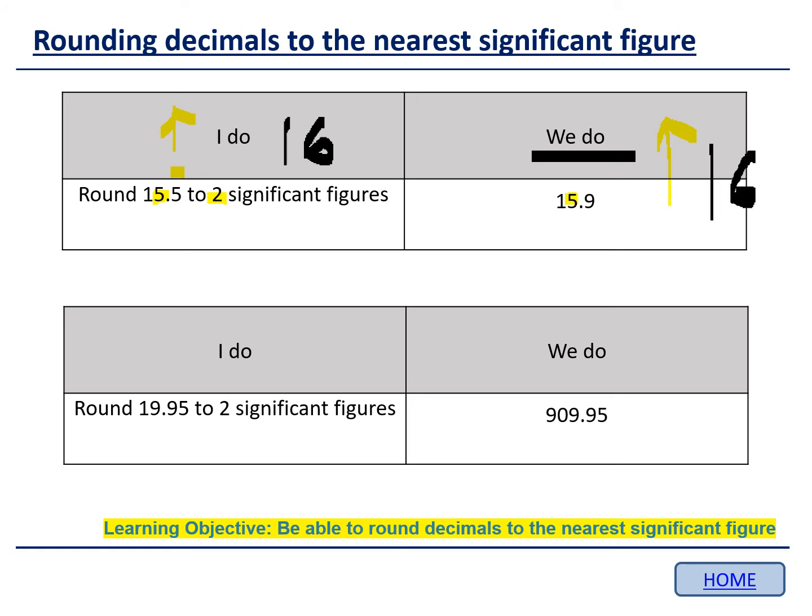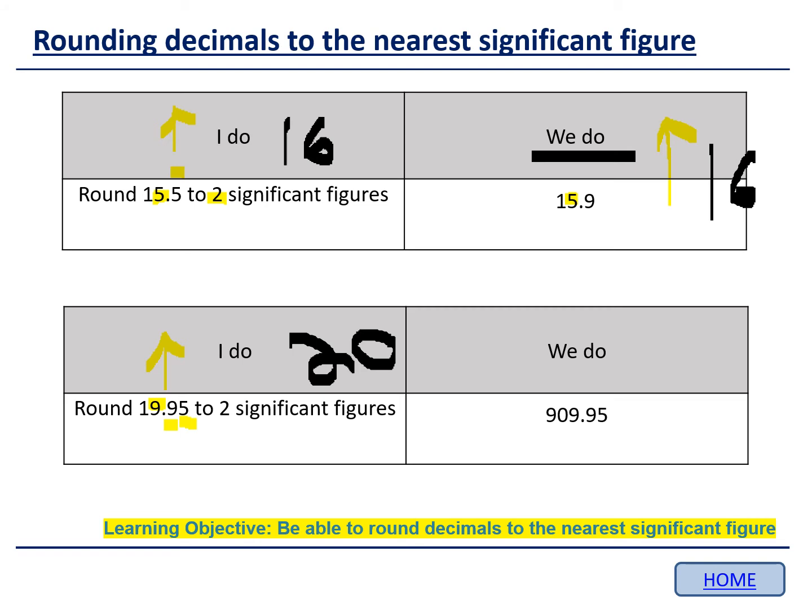Let's jump down to the next I do. Rounding 19.95. So this time I've got tenths and hundredths, and it's still to two significant figures, so I'm focusing on this 9. I know again I must look at the next digit. This is going to take me upwards because it's higher than 19.50, and that is going to take us to 20 on this occasion, to two significant figure places.